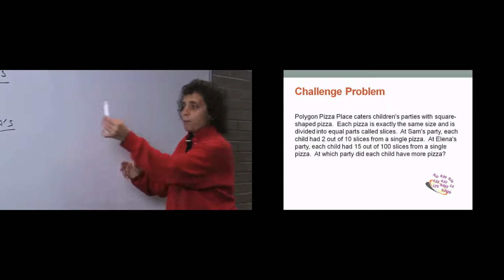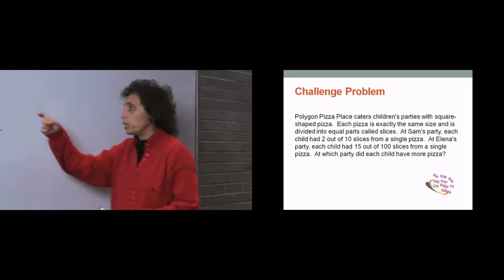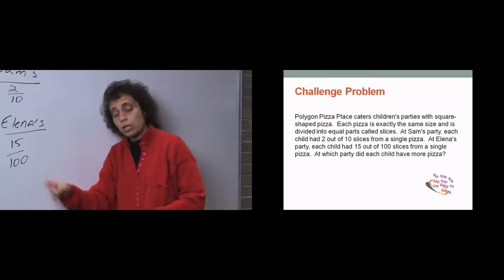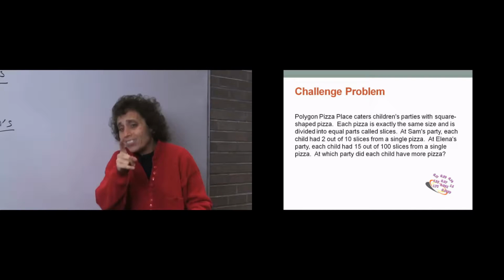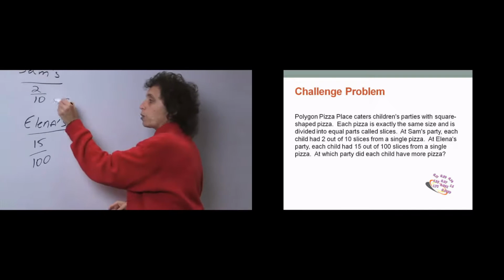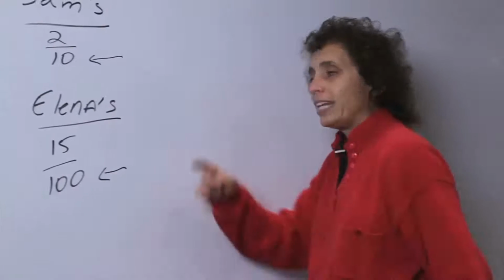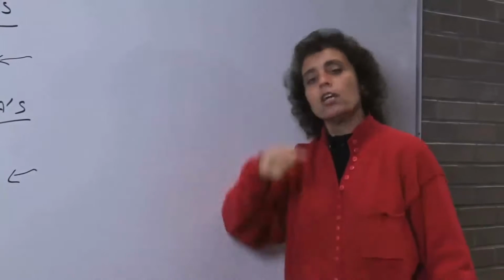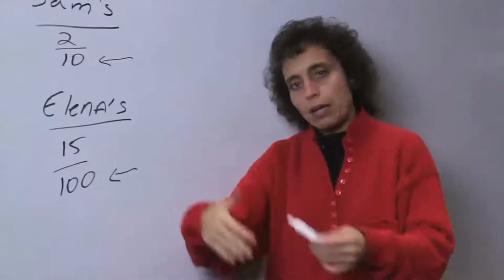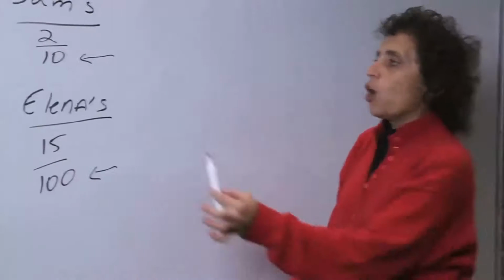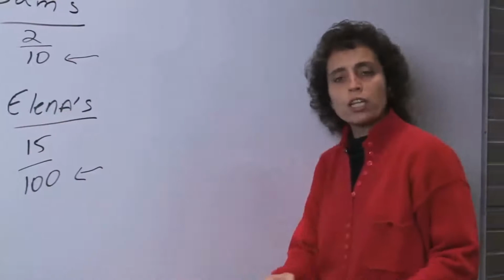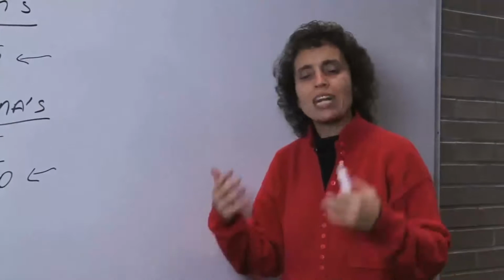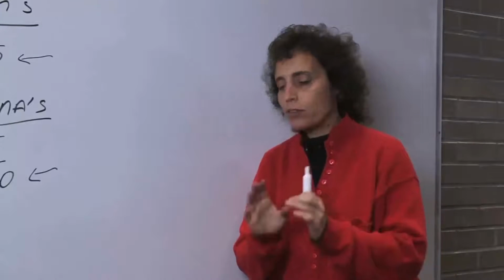Okay, we want to compare. We want to know who got more pizza, the people at Sam's party or the people at Elena's party. Now we can compare these as fractions because we know so much about fractions now, but I just want to say something about this power of 10. Remember, this is a power of 10: 10, 100, 1,000, 10,000, and so forth. When you have a denominator that's a power of 10 in a fraction, we're really talking about decimals. So I want to talk about decimals for a minute.